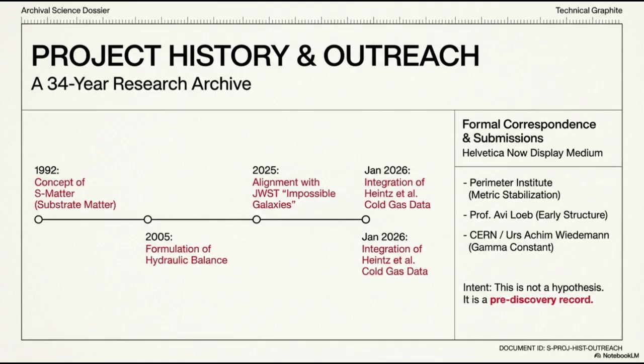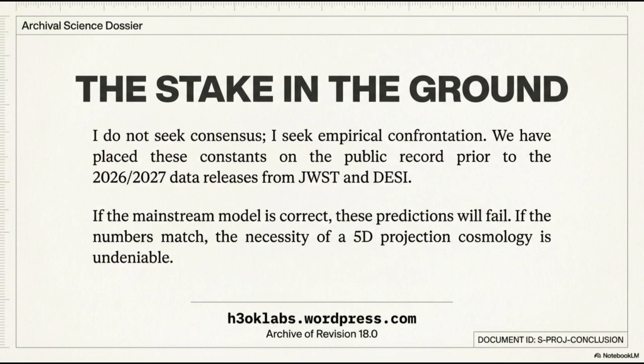If the new data from JWST and DES even comes close to matching just one of those numbers, then this changes everything. We're not just talking about finding a new particle. We'd be talking about hard evidence that our entire reality is a projection. It would be a paradigm shift on the level of Copernicus. Absolutely. It changes what space is, what time is. It even changes what we are.